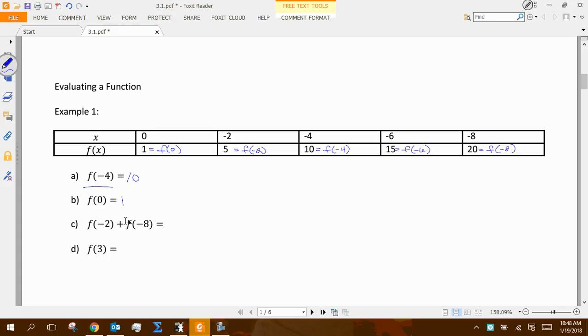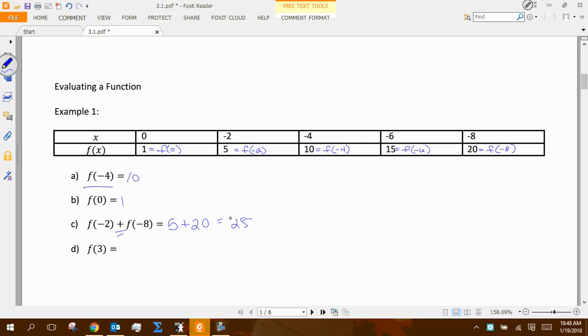Now we can sum these things together. We can do f of -2. So this is called a combination of functions. f of -2 gives us an output of 5, and we have our plus sign, and then f of -8 is going to produce 20. So we get 25. We can add these rules together to get a total.